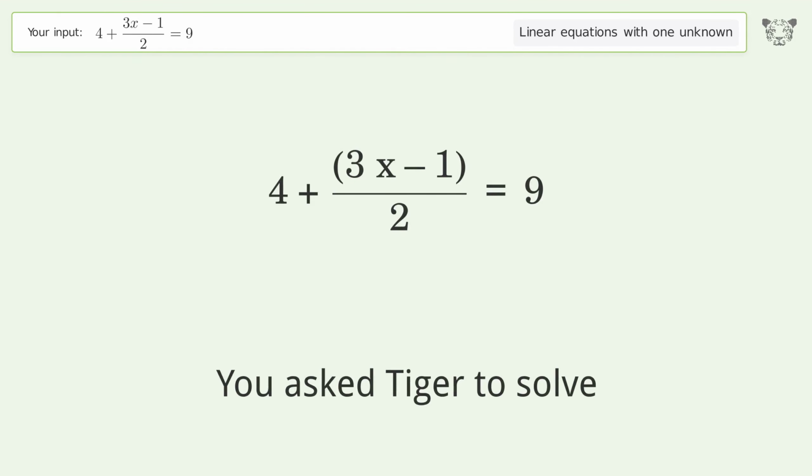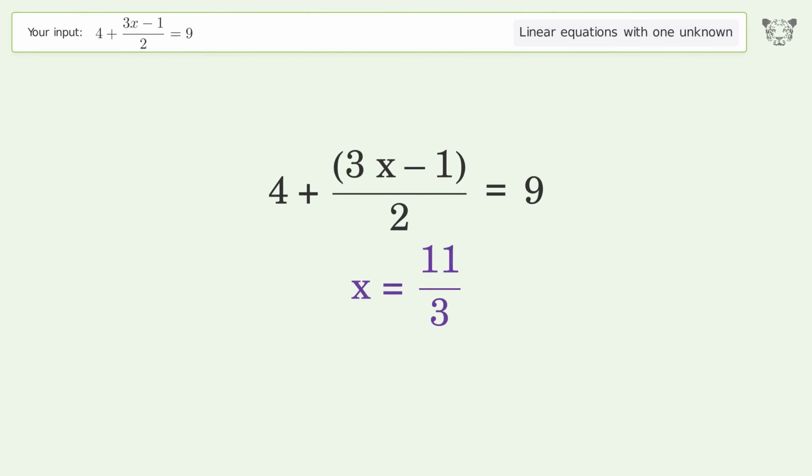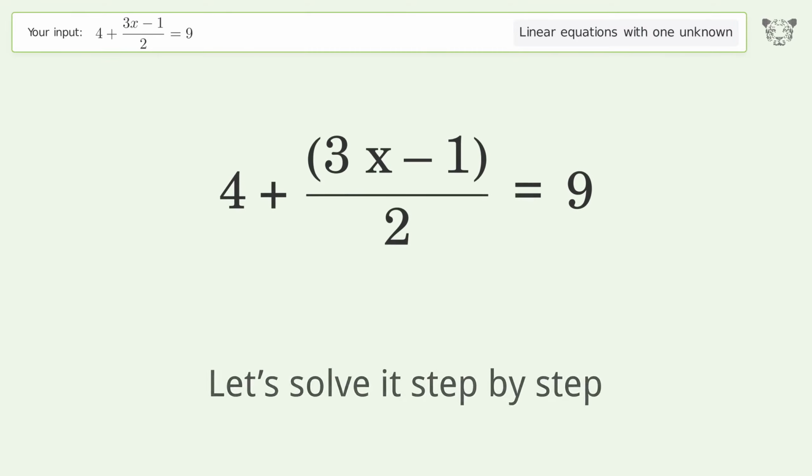You ask Tiger to solve. This deals with linear equations with one unknown. The final result is x equals 11/3. Let's solve it step by step.